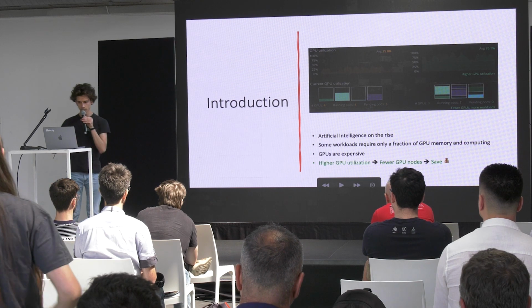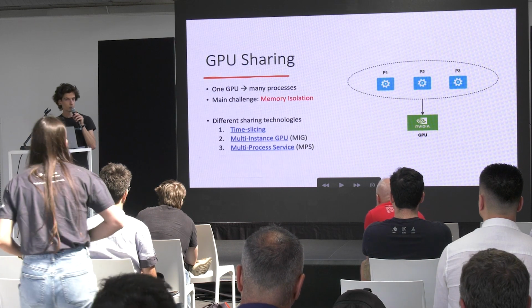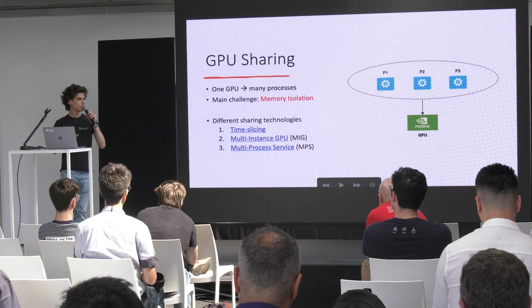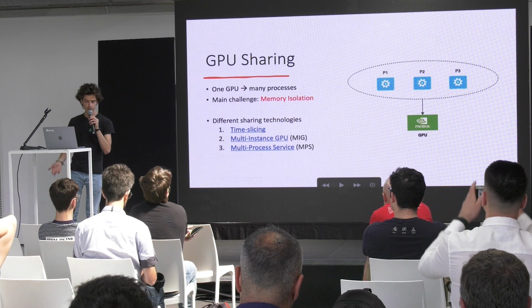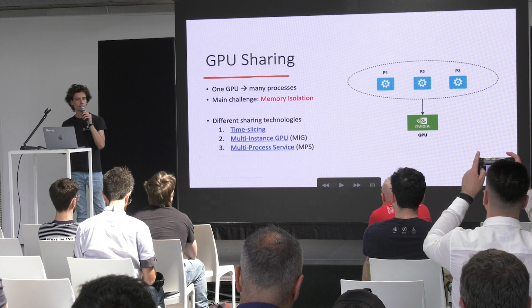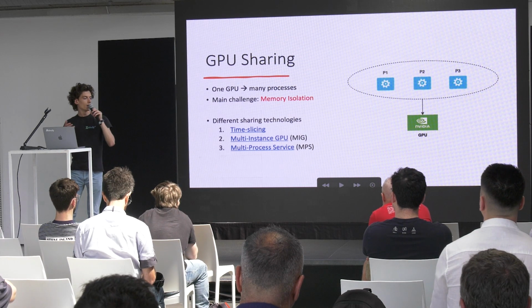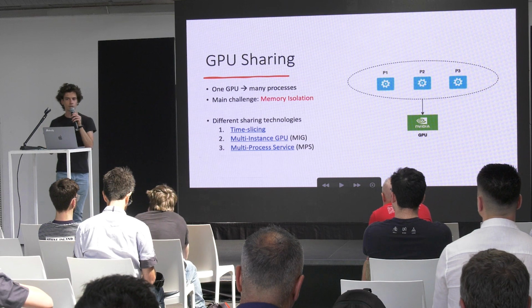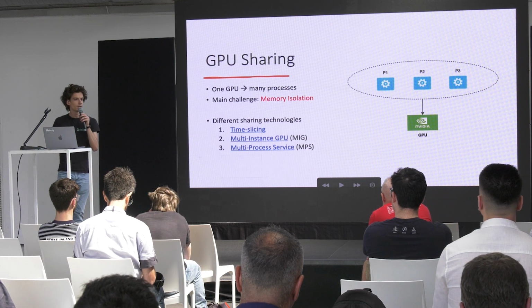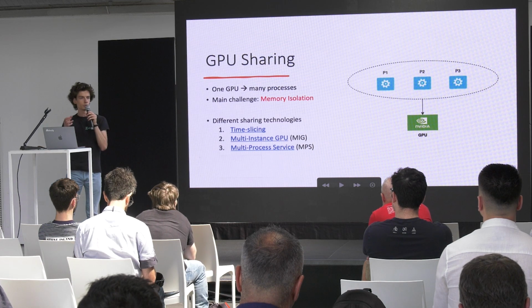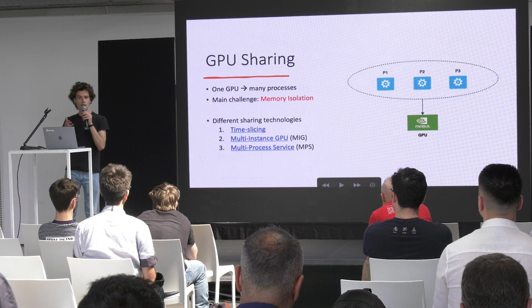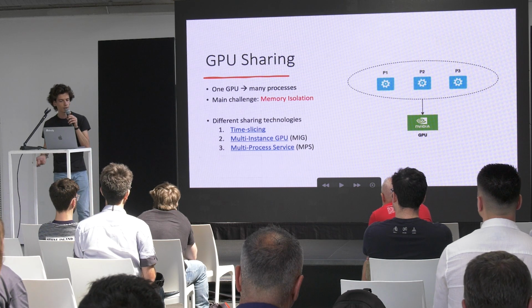So that's our goal. If we want to pack multiple workloads on the same GPU, we need GPU sharing. We need a way to share the GPUs among multiple processes. And the main challenge here is memory isolation, because generally you don't want these processes to interfere with each other, right? Because if you have some critical workload, you don't want that workload to crash because some other process allocated all the available GPU memory.